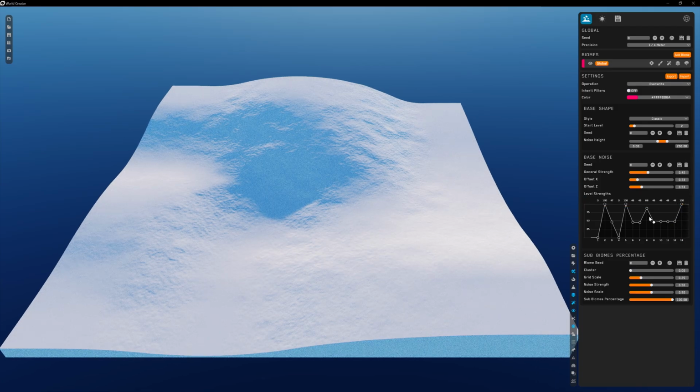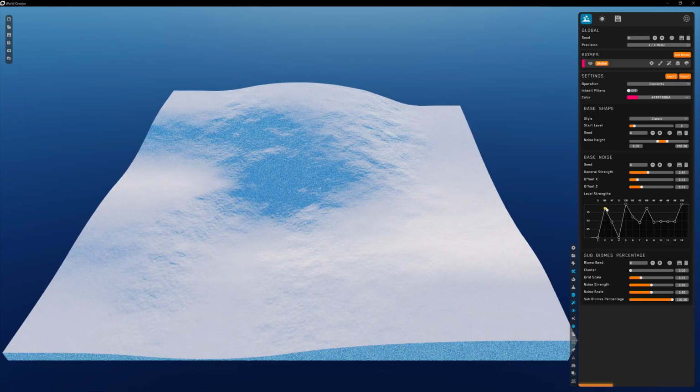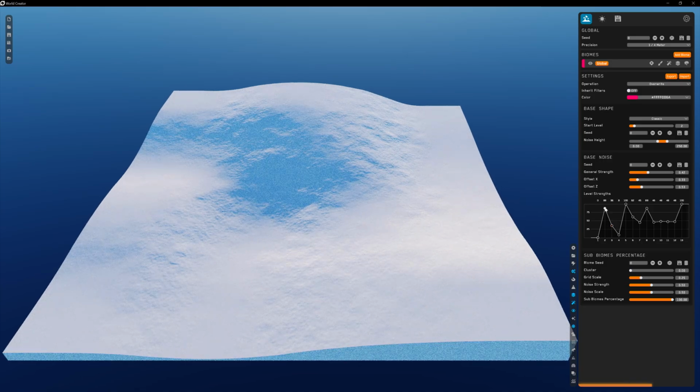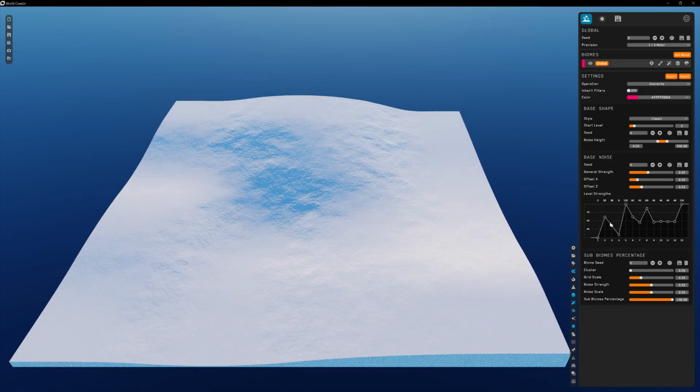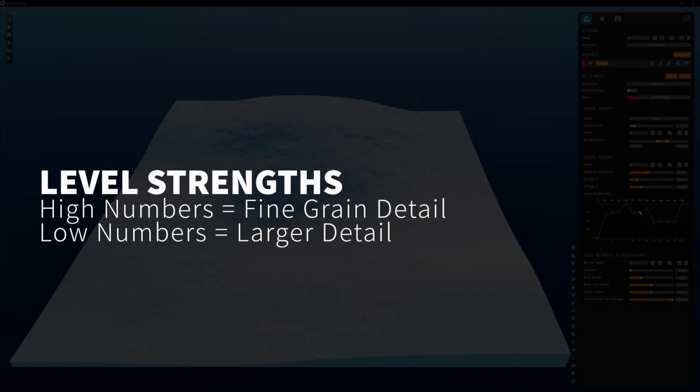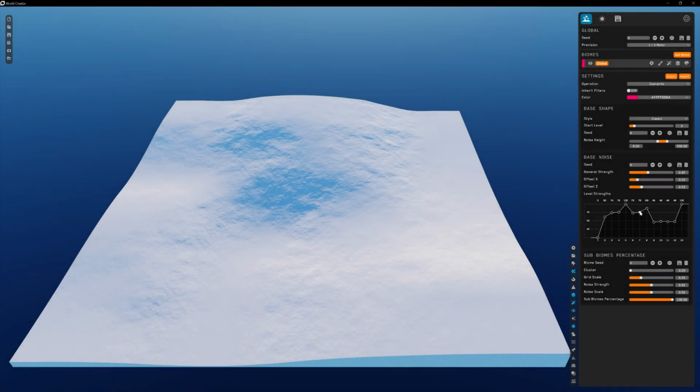This is similar to the general strength slider, except that slider is the global setting, while the level strength sliders are the individual fractal noise controls per level of detail. It's a pretty straightforward process. Just remember, the higher the number, the more fine-grained detail you are adjusting, and the lower the number, the wider amount of detail you are adjusting. You remember that flow, and you're all set.